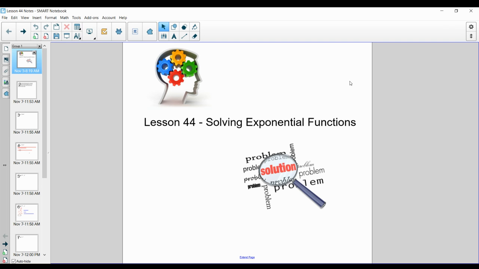Chapter 6, Lesson 44 is going to be on solving exponential functions. So over the last couple of chapters here, this is the last section in this chapter, but going into the next two chapters, we're going to be solving equations, both exponential and logarithmic. So this is kind of the introduction to that.